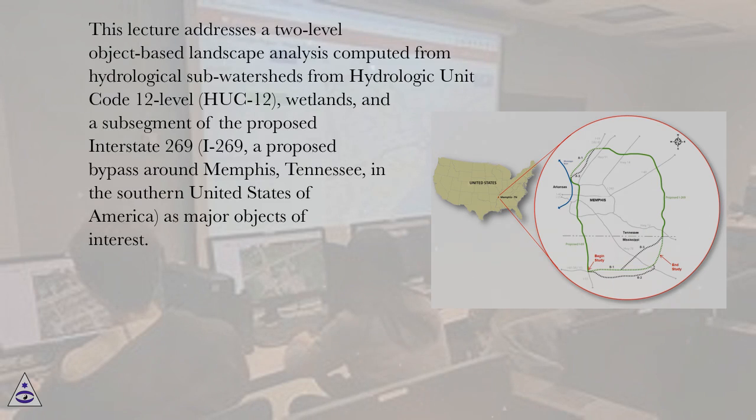This lecture addresses a two-level object-based landscape analysis computed from hydrological subwatersheds from Hydrologic Unit Code 12 level, HUC 12, wetlands, and a subsegment of the proposed Interstate 269, I-269 proposed bypass around Memphis, Tennessee, in the southern United States of America, as major objects of interest.